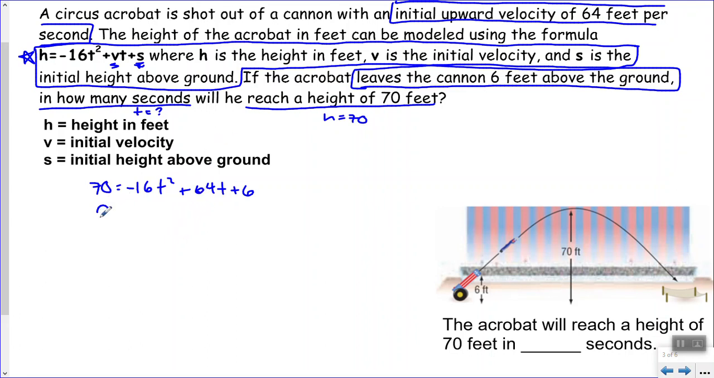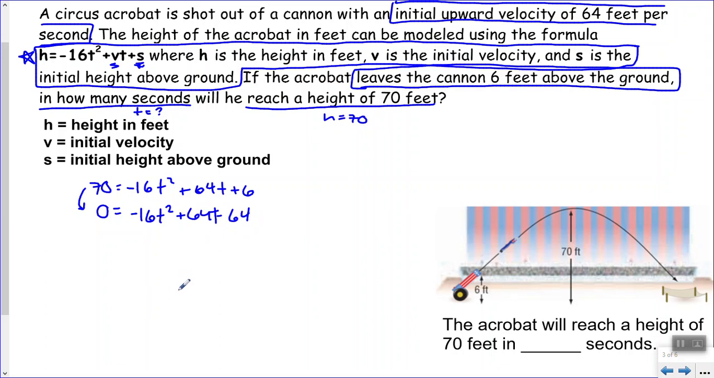And in order to factor, I need to get a 0 on the other side of the equal sign. That's always my first step. So in order to get that 0, we need to subtract 70 from both sides. So when we do that, we're now going to have negative 16t squared plus 64t, can't lose our variable there, minus 64.